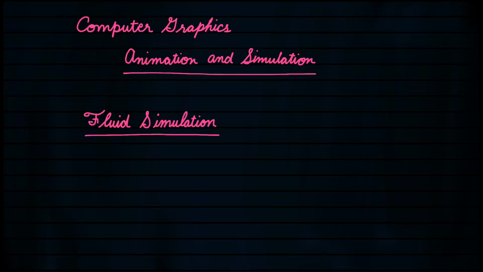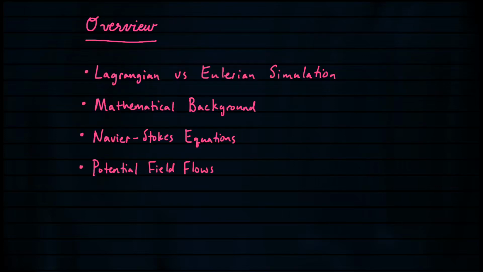Today we're going to talk about fluid simulation. To do that, we're going to talk about these four main topics: Lagrangian versus Eulerian simulation, mathematical background, some important things we need to know, the Navier-Stokes equations, and potential field flows.